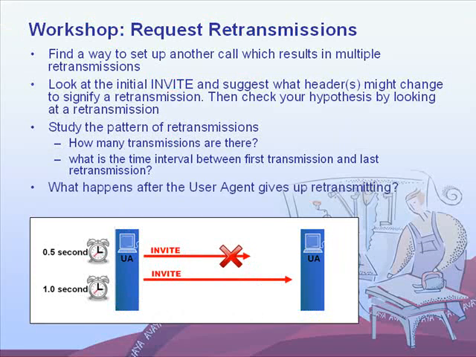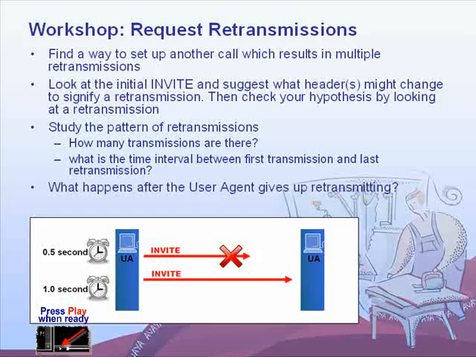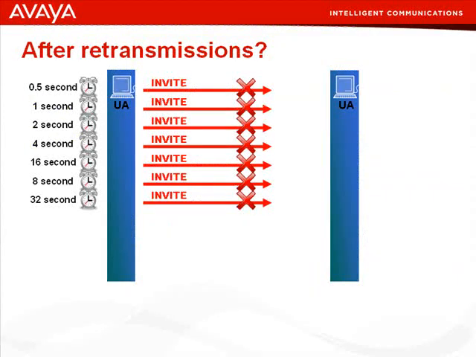Finally, make a prediction about what you think will happen after the user agent has finally given up on the request. Then take a look at the log and check your hypothesis. Remember though, SIP is a very polite protocol. Now regarding what happens after the user agent gives up retransmitting, hopefully you've remembered that SIP is a very polite protocol and as such can't bear the thought of some guy downstream not knowing what's going on. I mean, perhaps there is someone downstream and perhaps they have been receiving each of the requests, but for some reason none of their responses have made it back.